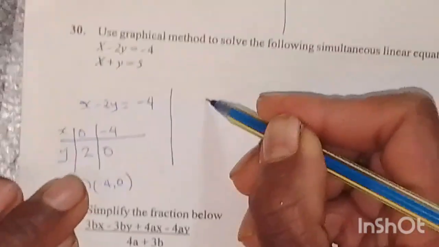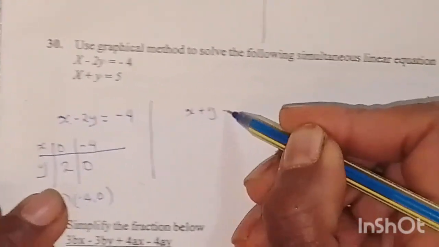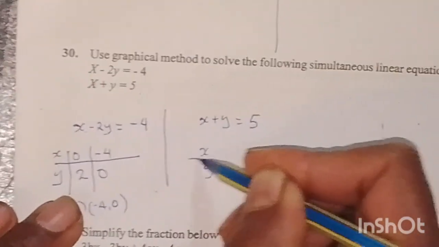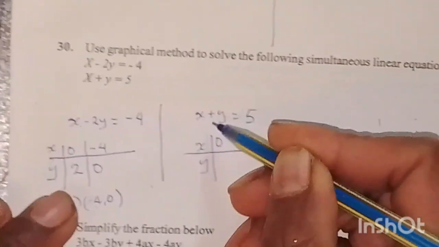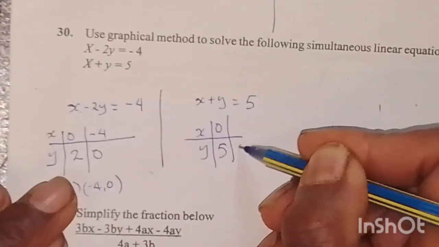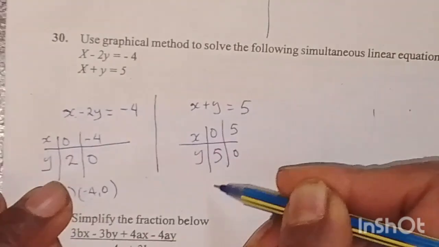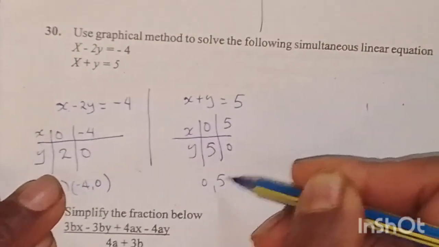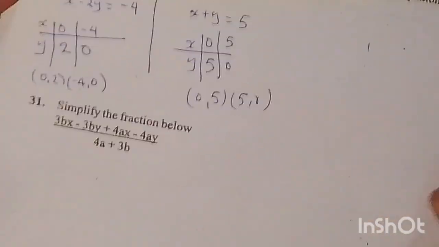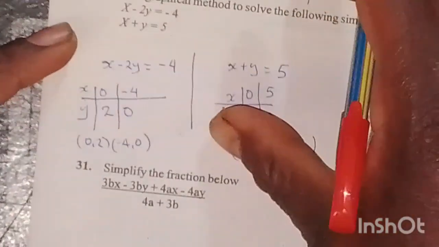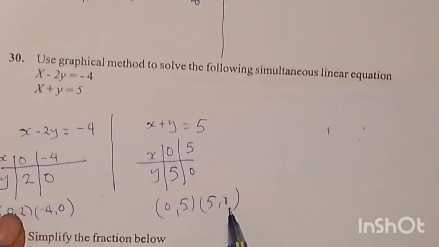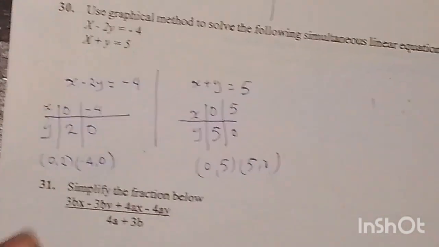The other one is x plus y is equal to 5. The coordinates shall be x and y. If x is 0, then y is 5. And if y is 0, then x is 5. Therefore, the coordinates shall be 0, 5 and 5, 0. In the next video, I shall show you how to draw graphs using the coordinates that you have been given.